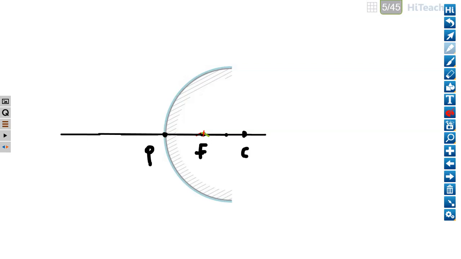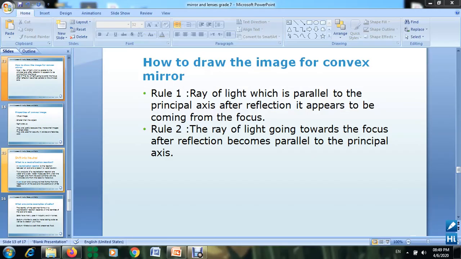I want you to note this part here. C and F are not on the side of the reflected surface. They are inside the ball, so they are toward the non-reflected surface. This point is very important. It's not like the concave mirror. In the concave mirror, F and C are in front of the reflected surface. But for the convex mirror, because the reflected surface is outside, F and C will be toward the non-reflected surface.